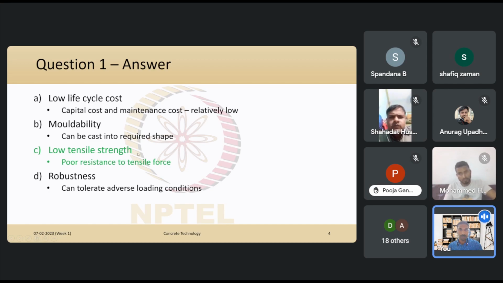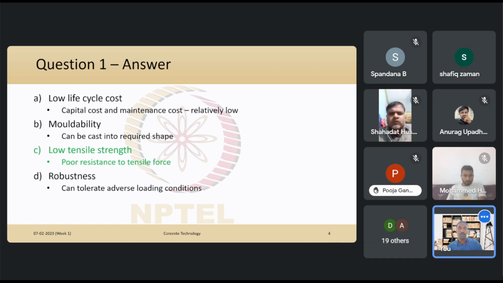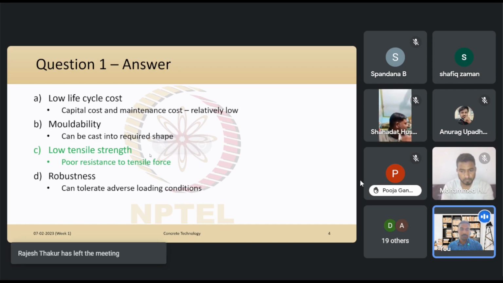Whereas this low tensile strength, we know that concrete is good in compression, right? So we are not talking about reinforced concrete, only the ordinary concrete without any reinforcement. So that has a low tensile strength. So it can take compressive loads, but it will fail with tensile force, right? So it has a low tensile strength, which is not really desirable, and therefore that is the disadvantage of using the ordinary concrete, right? So that's the answer for the first question. If you have any questions, you can put it in the chat or you can unmute yourself and ask anytime.